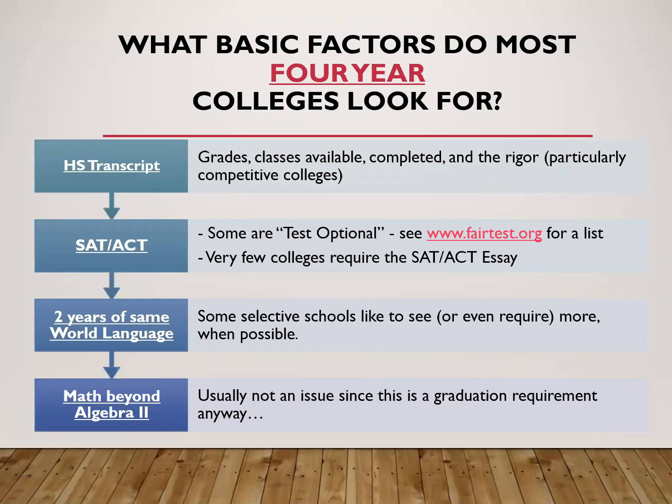So colleges are going to be looking for your transcript. They need to know what your grades are. They need to know what your history is. They're usually going to want an SAT or ACT score. Those that are test optional, you can actually see a list of those at the website fairtest.org. Not everybody requires the test, but that could be a factor. And then 2 years of the same world language, and then math beyond Algebra 2, which everybody has to have to graduate anyway. So that's something that most everybody has no problem.